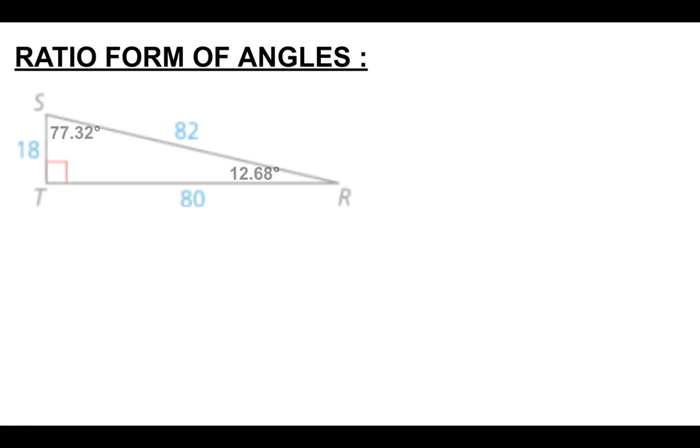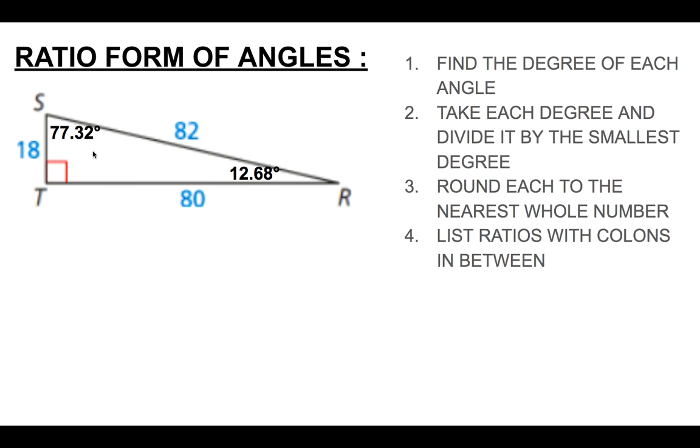Now I'm going to look at the ratio formed from the angles. So I went ahead and I already solved this out. I was given this triangle with these side lengths. Based off of the side lengths, I did tangent and I figured out what my 2 missing angles were for angle S and angle R. So now I want to know the ratio formed between the angles. The first thing I did was I found the degree of each angle. Again, just using my tangent ratios, I was able to figure out those 2 degrees.